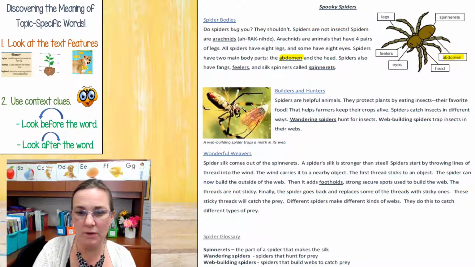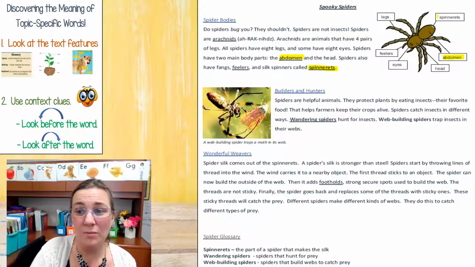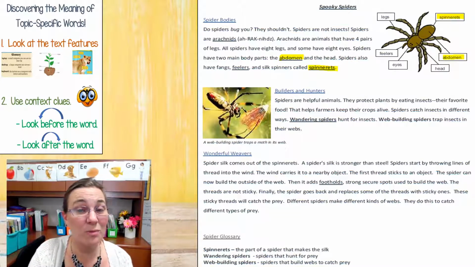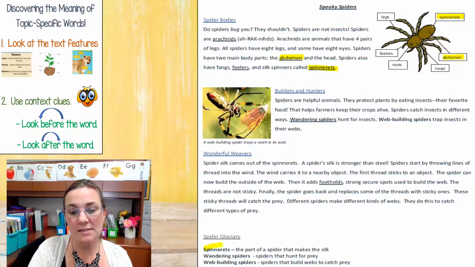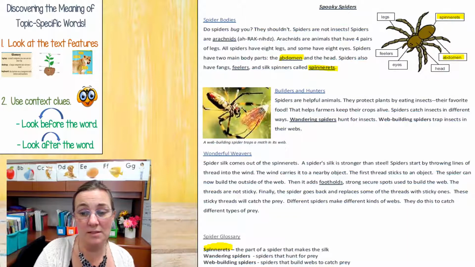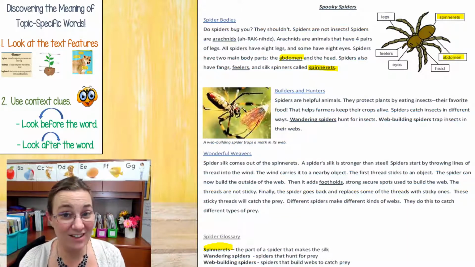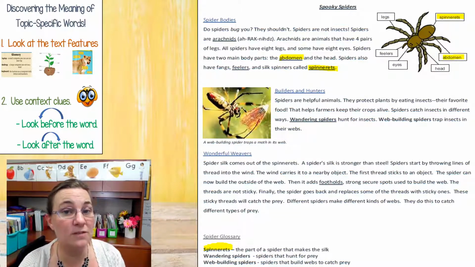Take a look at the word spinnerets. I can look at this text feature again, but when I look at the word spinnerets in the text feature, it's really hard to tell what it means. I can look at the glossary too to help me. Remember, that's a good text feature for learning new topic-specific words. It says spinnerets, the part of the spider that makes the silk. Now I know that spinnerets are not only found in the back of the spider, but that's where the spiders make their silk. Text features are a great way to figure out the meaning of those topic-specific words.